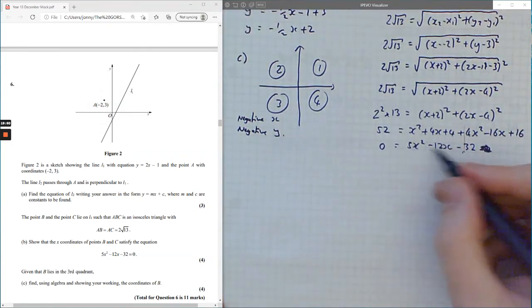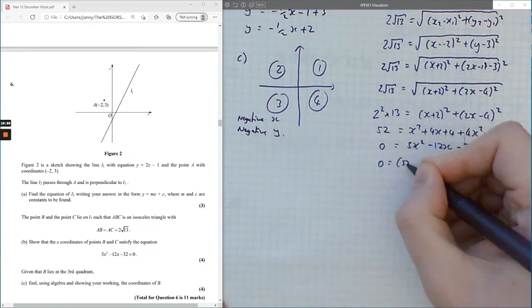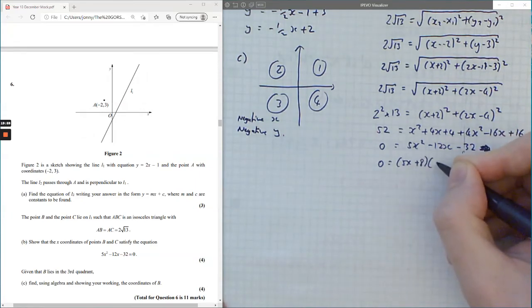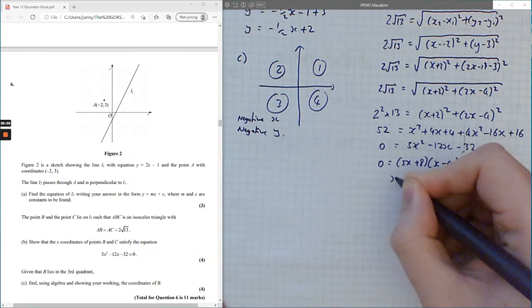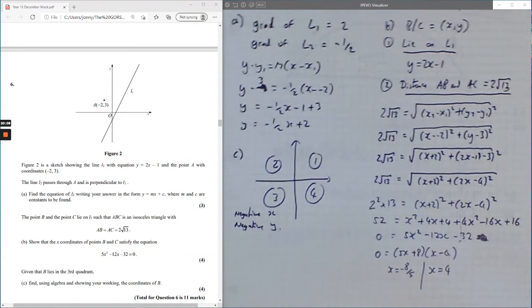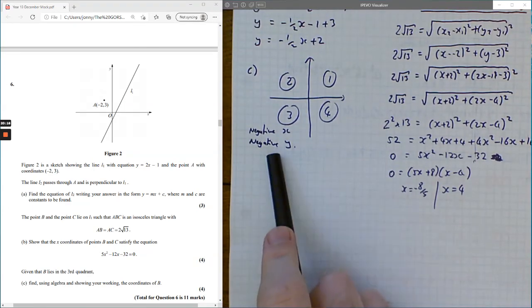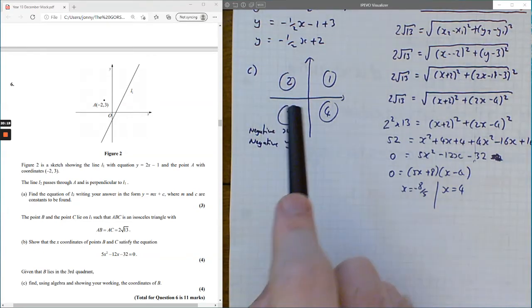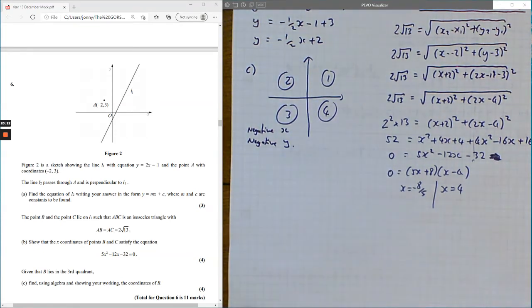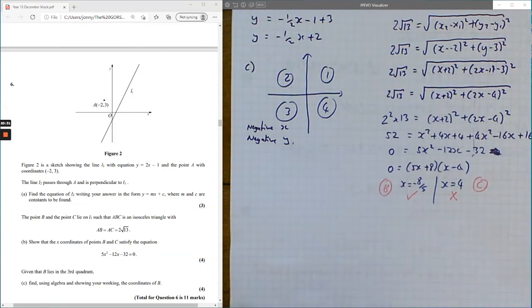Now clearly from here, you're going to have two solutions because it's a quadratic. You can factorize this, or you could use the quadratic formula and your calculator to help you. And we get x equals minus 8 over 5 and x equals 4. Now, one of those is B and one of those is C. The question's already told us there are 2 points, point B and point C. Point B is the one we're looking for, and it has to have a negative x coordinate and a negative y coordinate because it's in the third quadrant, bottom left. Therefore, this one is C, and this one is B, because B is the one with a negative x coordinate.